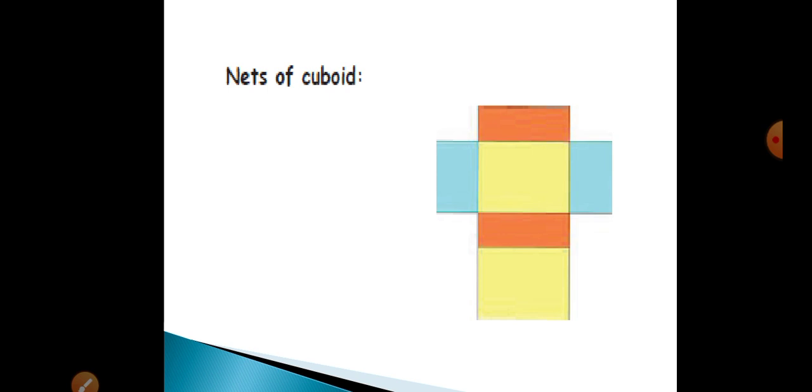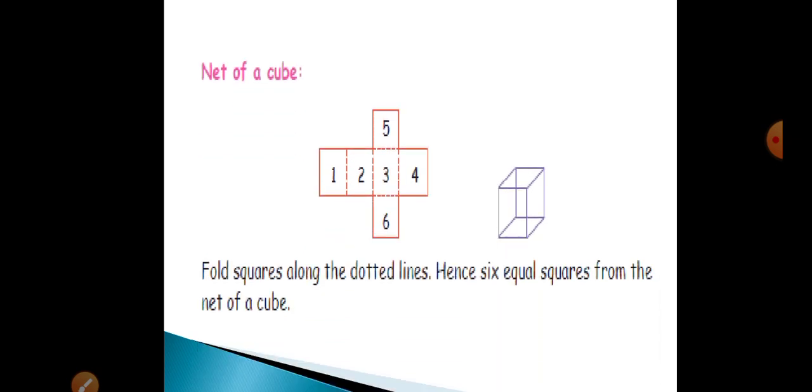The next, nets of a cuboid. How to make the 3D shapes with the nets? Let me see, children. In this picture, the net of the cuboid shape is given. By folding this paper, you can get a cuboid. Net of a cube. Fold squares along the dotted lines. Hence, 6 equal squares form the net of a cube.